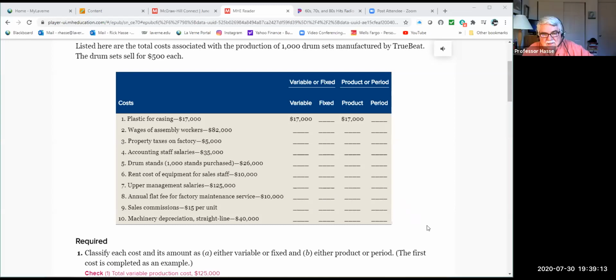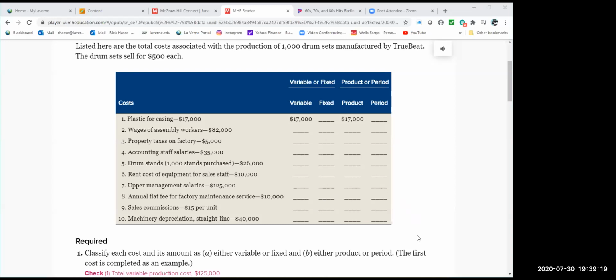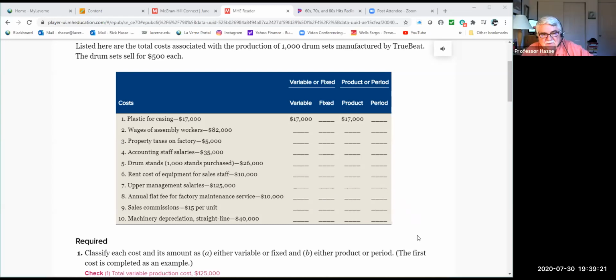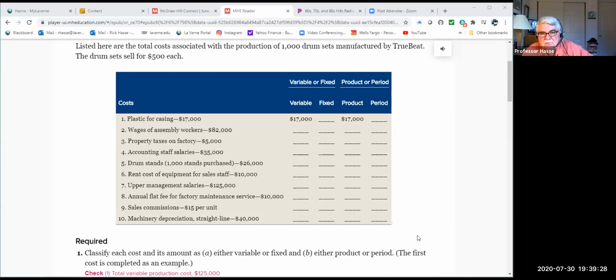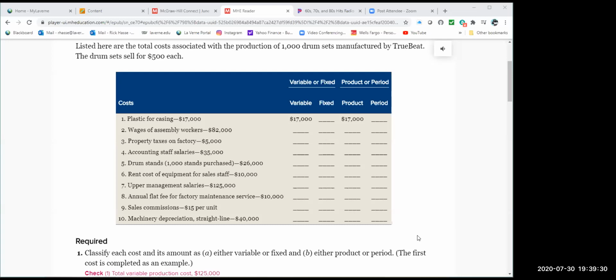Joel, Mr. Wadlow. Welcome to my world. Number 8, annual flat fee for factory maintenance service. Variable, fixed, product, or period? Would it be? Oh my gosh, I don't know.